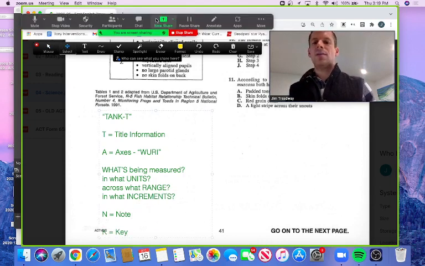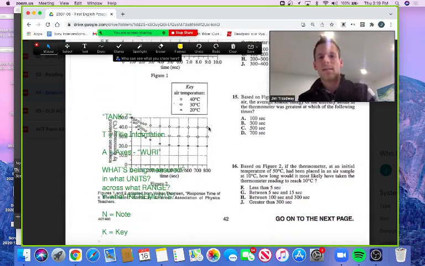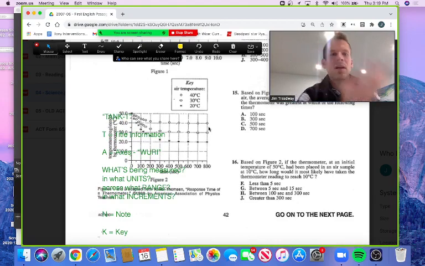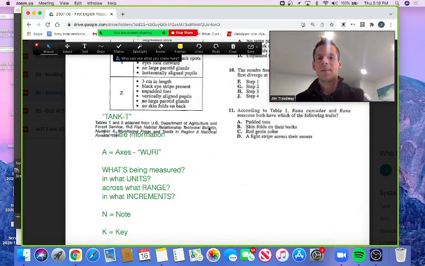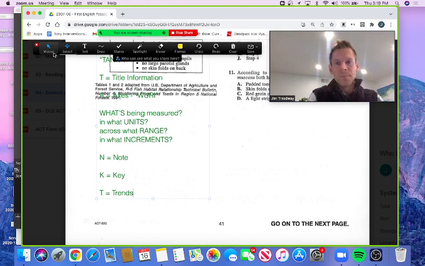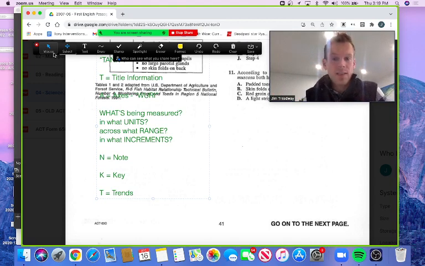And then the next one to check, the K is key, as one of my students once put it. The way you do this step is you look at the damn key. So if we look at the key here, we got that figure 2. Okay, it's these different temperatures for 40, 30, and 20 degrees Celsius, and you kind of see which mark represents each temperature. So key, look at the damn key. And then the last step in TANK T is trends. So you just want to notice as you look across the table or you look across a graph, are things going up or down? Are they going up linearly or exponentially? Or are there no trends? That's also important to notice.